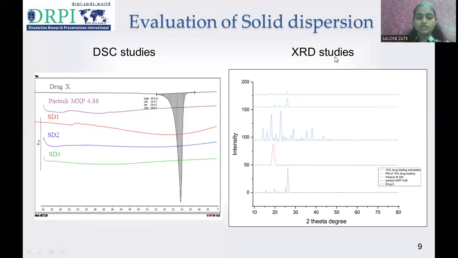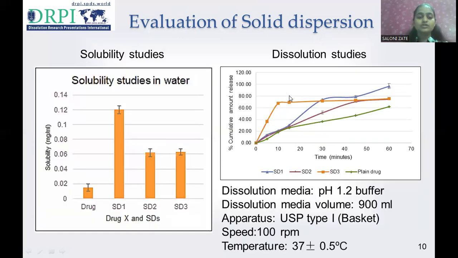XRD studies, in which the graph of drug, polymer, and plasticizer shows sharp, intense peaks, suggesting that they are crystalline in form, whereas the graph for the exudates does not show sharp peaks. This suggests that there was conversion of crystalline to amorphous form. Evaluation using solubility and dissolution studies. Solubility studies in water suggested that the ST1 formulation enhanced solubility in water greatly as compared to the other two formulations.